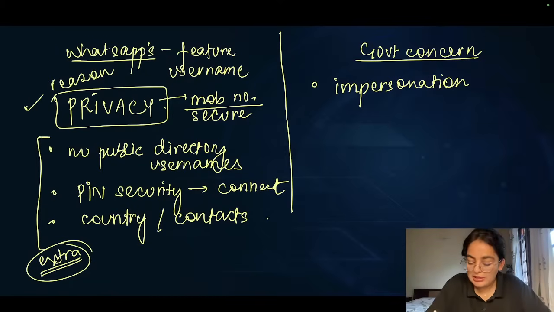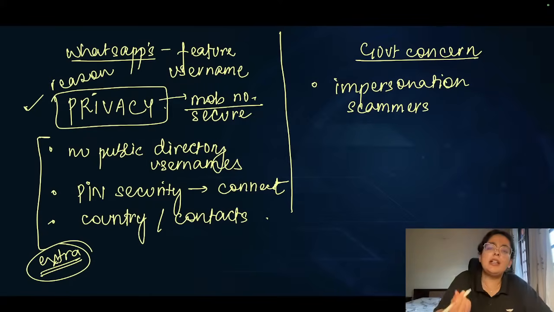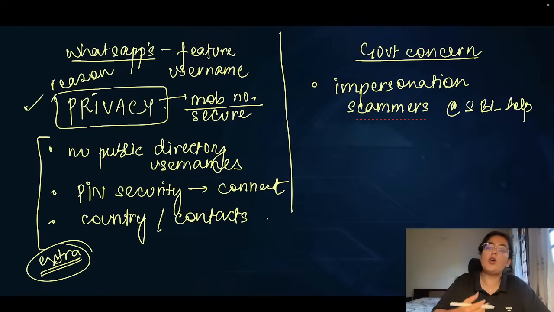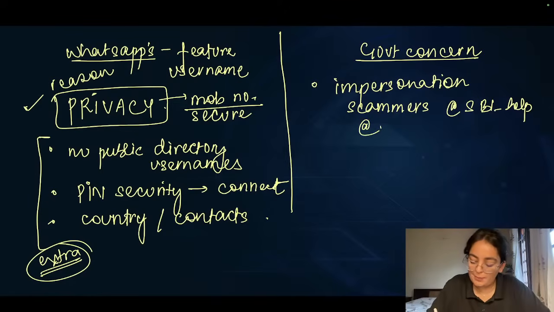For example, certain scammers can use random usernames, for example @SBI_help, and say that we are calling from the SBI branch. They can use, for example, @police India or police UP, and they can be calling from this, @income tax support.